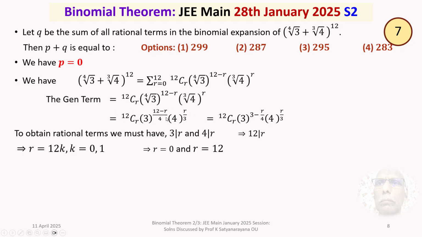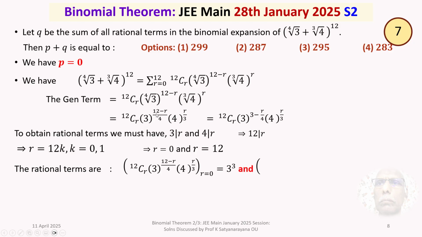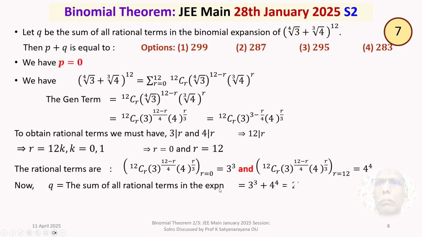Going to the terms, find out the rational terms. So the rational terms are 12Cr into 3 to the power of (12 - r) by 4 into 4 to the power of r by 3. When r is 0, you substitute here, you will get 3 cube. And the same for r is equal to 12: substitute r is equal to 12 here, you will get 4 to the power of 4. So these are the rational terms, 3 cube and 4 to the 4. What is Q? Q is the sum of all rational terms in the expansion. So that is 27 plus 256, that is 283.